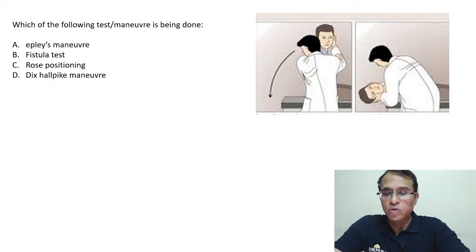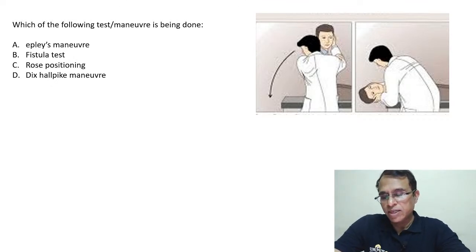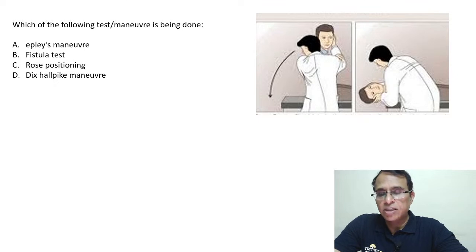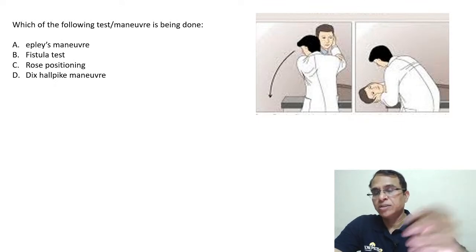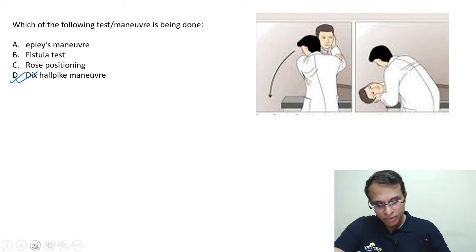Which of the following test maneuvers is being done? I'm waiting for your answers, guys. Appley's maneuver, fistula test, Rose positioning, Dix-Hallpike. Yes, Sai Kiran, Dr. Strange, Fatima, they've all answered D. Naveen says A, Divya says D, and Dr. Nasira says D. So if so many have marked D, D is indeed the correct answer. D it is.